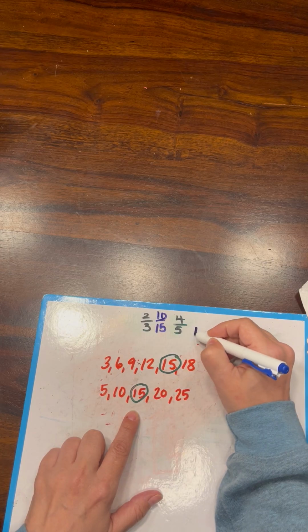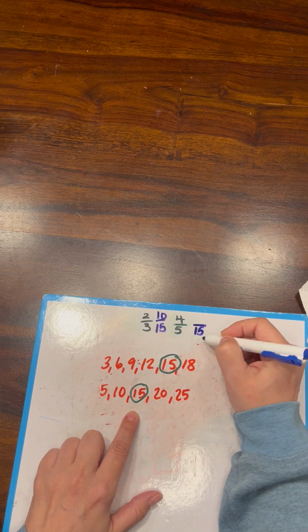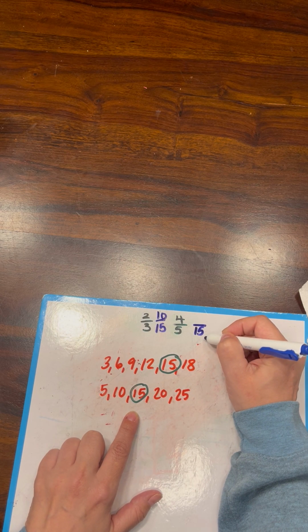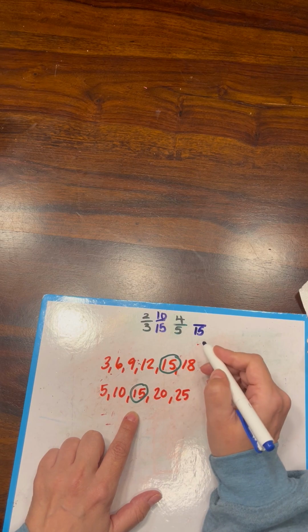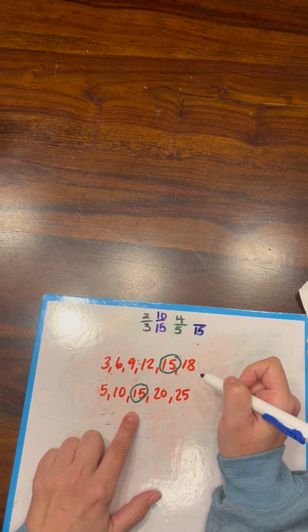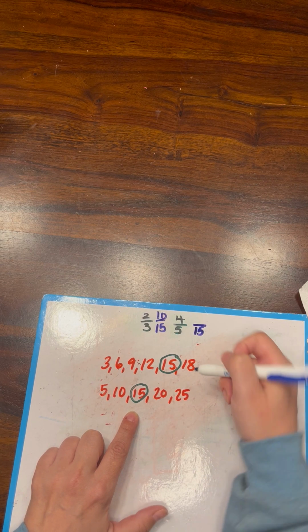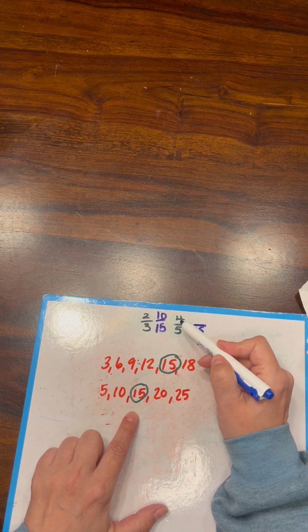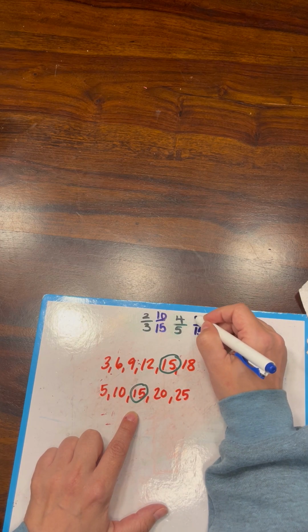Here, we're going to say 15 is the bottom. It's the denominator, excuse me. All right, in order to get from 5 to 15, we have to multiply by 3. Whatever we do to the bottom of the fraction, we have to do to the top. So 4 times 3 is 12.